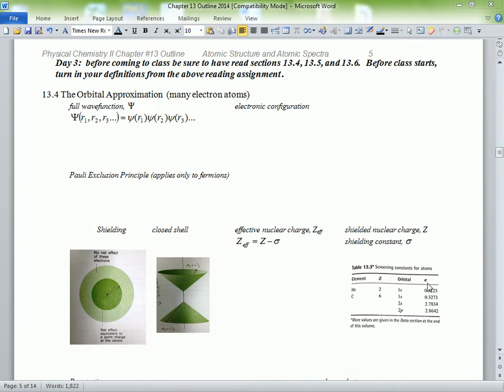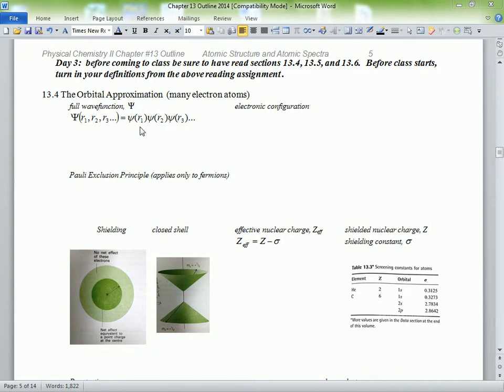Okay, so we are on the orbital approximation, many-electron atoms. So we're kind of changing gears now. Because, Ashley, we were working with hydrogenic atoms, which meant what? Okay, one electron. We went through this so many times. One electron, right? Okay. So now we're changing gears, talking about many electrons. So we already solved the Schrödinger equation.